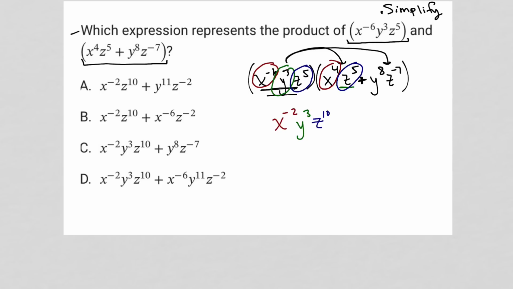I'm going to use that to say, okay, that means that choice A cannot be correct, choice B cannot be correct, but choices C and D could both be correct, right? They both have this x to the negative 2nd power, y cubed z10.